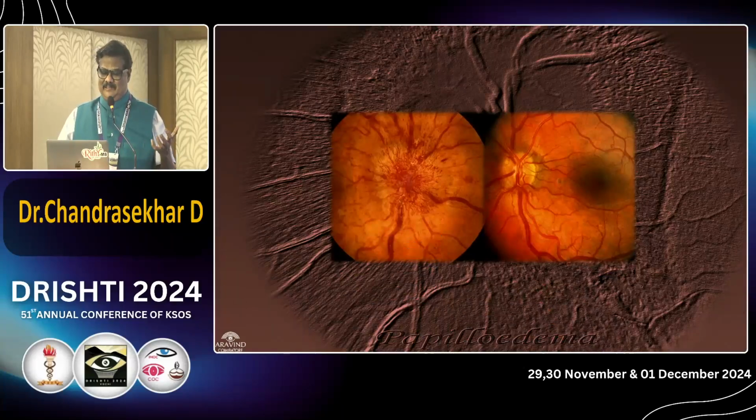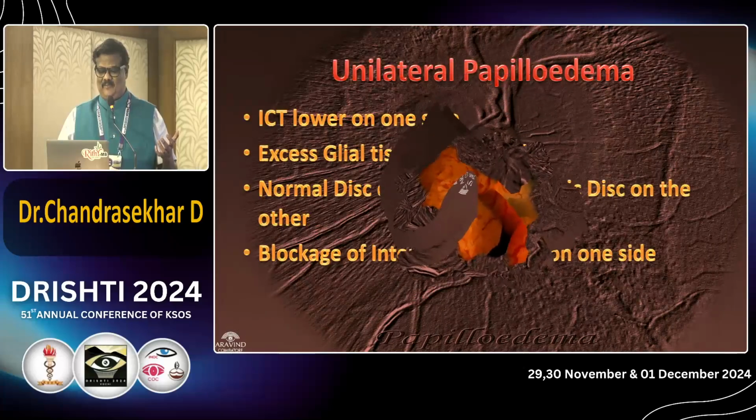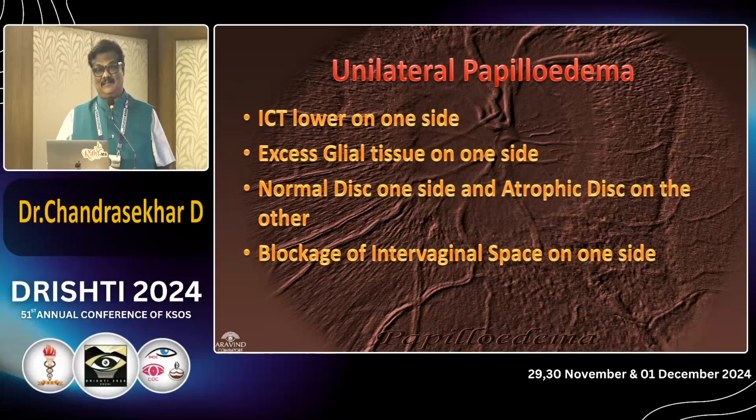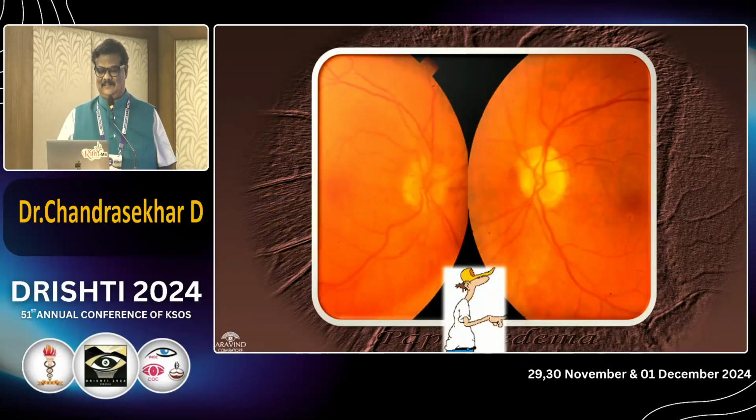So here you are seeing something on the right eye and the left eye. One is edematous, one is looking normal. So where all can you get unilateral papilledema? The first thing you will always think about is Foster Kennedy syndrome, but you remember ICP is lower on one side, so you will get it initially on one side. Excess glial tissue on one side, optic atrophy has occurred on one side, normal disc on one side and atrophic disc on the other. Then blockage of intervaginal spaces on one side. And this is the one which you will all think of. What do you see? One side it is edema, one side is optic atrophy.